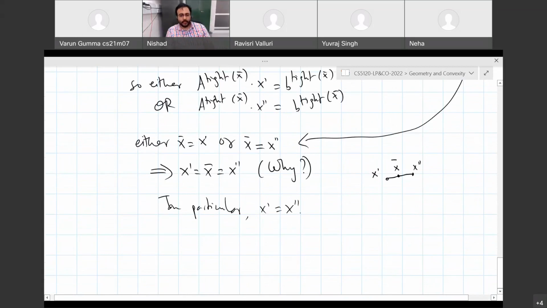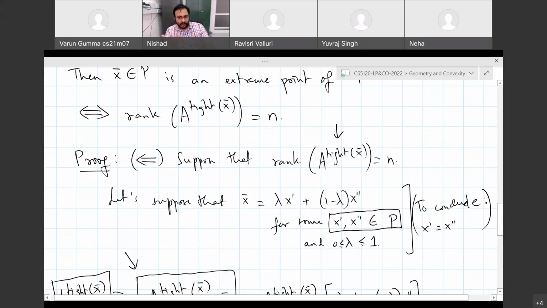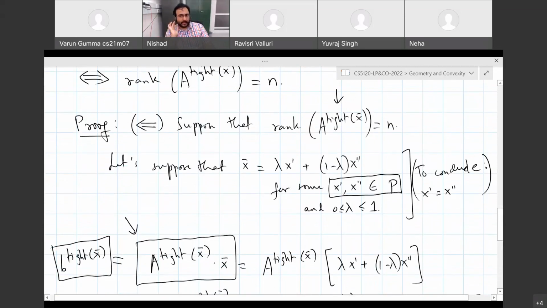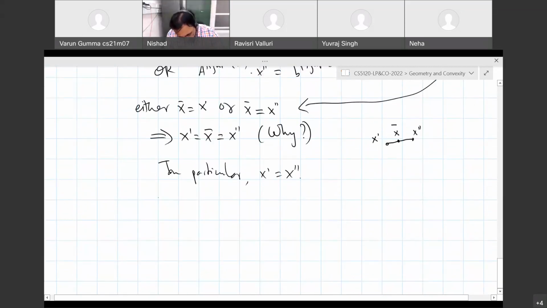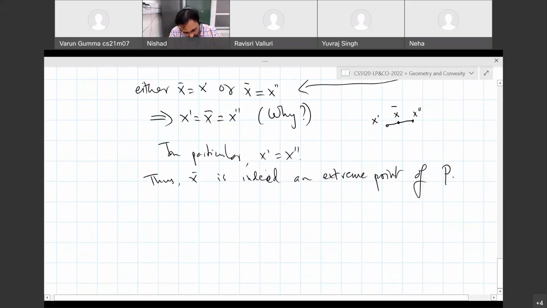So that proves that you actually cannot write it as a proper convex combination. So the only possibility is either for x prime and x double prime to be the same, or for lambda to be 0 or 1. Thus, x bar is indeed an extreme point. All right. So that proves the reverse direction. We still need to prove the forward direction.